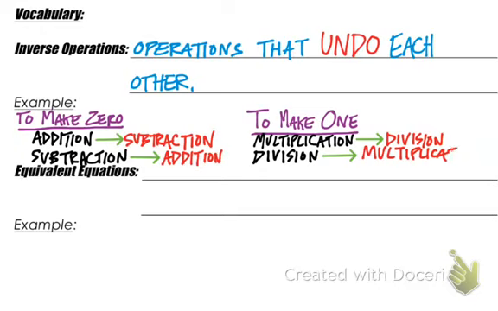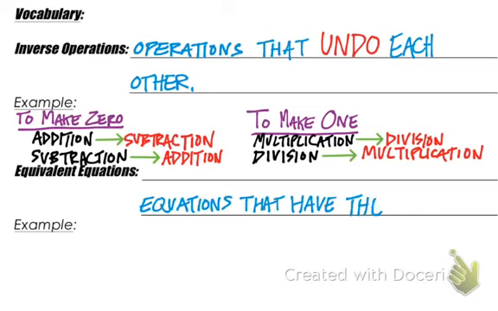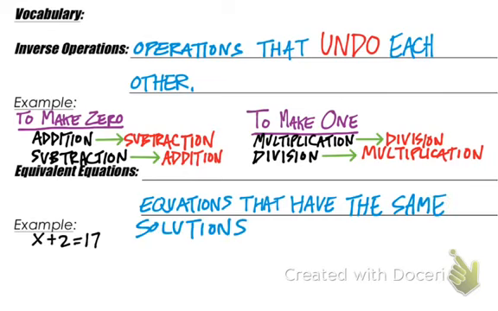Our second vocabulary word, equivalent equations: equations that have the same solutions. So for example, if we have the equation x plus 2, and we use our inverse operation, so we know that x is being added by 2, we can produce an equivalent equation if we use the inverse operation of addition. So if we subtract 2 from the left side of the equation and the right side of the equation, we produce two equivalent equations.